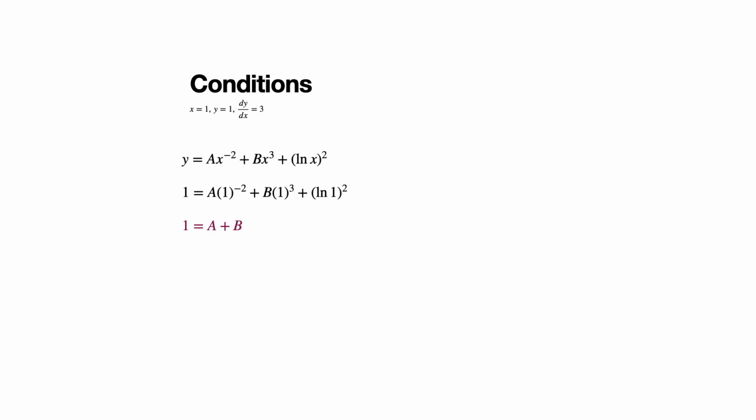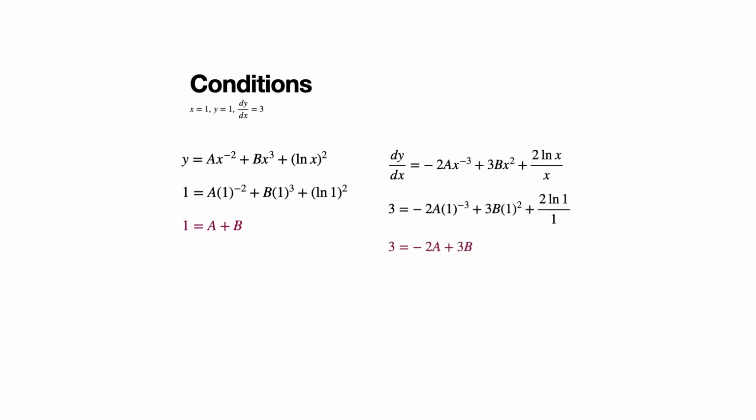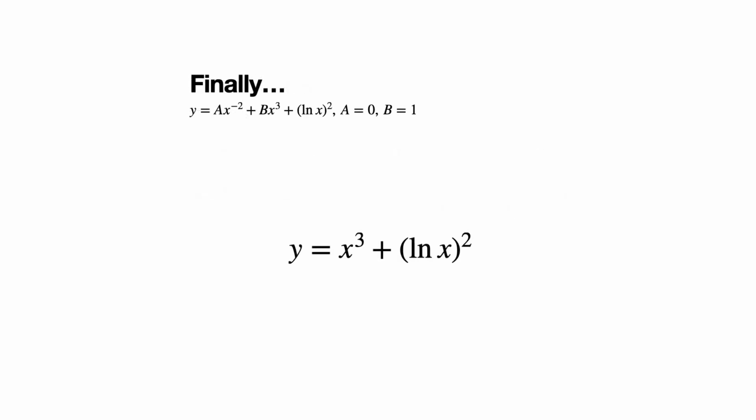To find the particular solution, we will find the values of the arbitrary constants a and b by substituting x equals 1 and y equals 1 into the general solution. From this, we get that 1 is equal to a plus b. Then, differentiating the general solution and substituting the value of 3 for dy/dx, we get that 3 is equal to negative 2a plus 3b. When we solve these simultaneous equations, we get a is 0 and b is 1. Therefore, the particular solution to this second-order differential equation is given by y equals x cubed plus (ln x) squared.